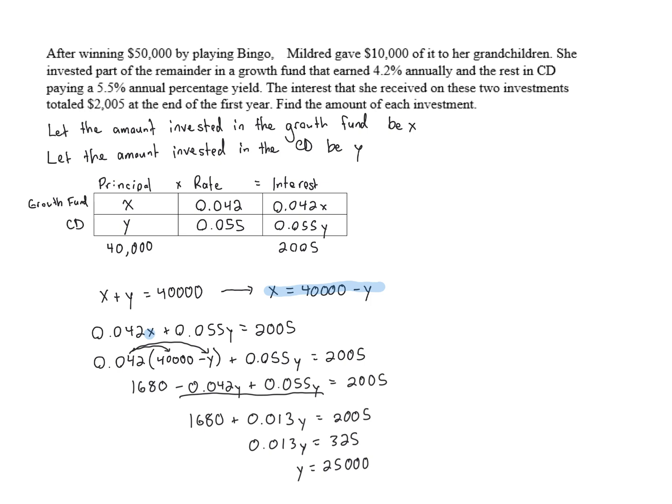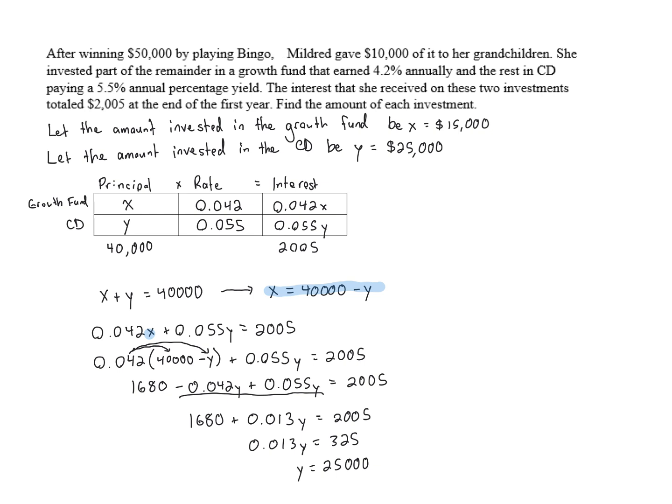So since we learned that y equals 25,000, what does that tell us about the situation in this problem? Because y represented the amount invested in the CD, we know that Mildred invested $25,000 in that CD, or certificate of deposit. So now that we know how much she invested in the certificate of deposit, we need to figure out how much she invested in the growth fund. There's two ways of doing that. We can use a little bit of logic. Remember, she had $40,000 to invest in total. If she put $25,000 in one account, that leaves $15,000 in the other account.